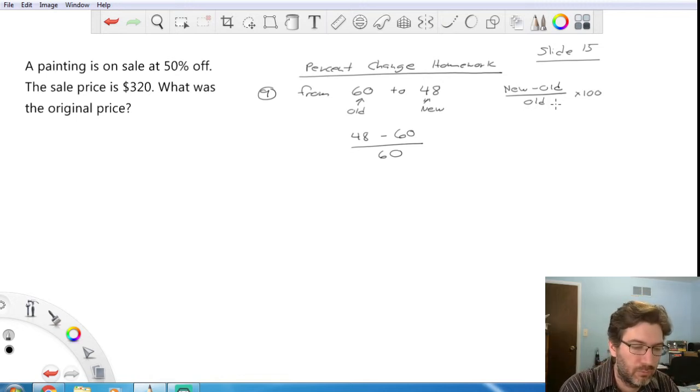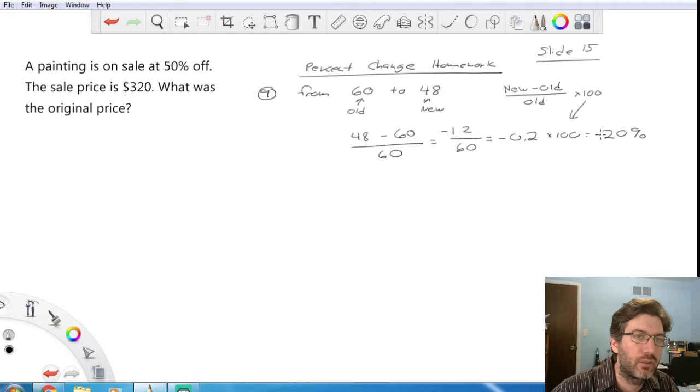You probably don't need a calculator, but I'm getting tired today. So this is going to equal 12 over 60, and this is going to be negative. So we did get that negative number there. And then we're just going to make that a decimal, so divide it out. And you get negative 0.2. And then we have to remember to multiply it by 100. So we multiply by 100, and it's going to equal 20%, and it's negative. So you can have negative 20% as your answer, or you can say it's a decrease of 20%.